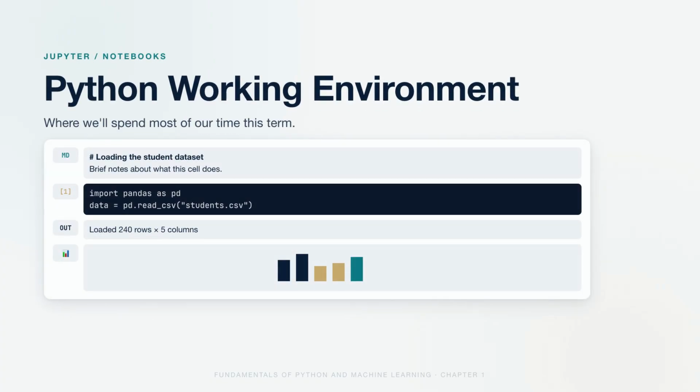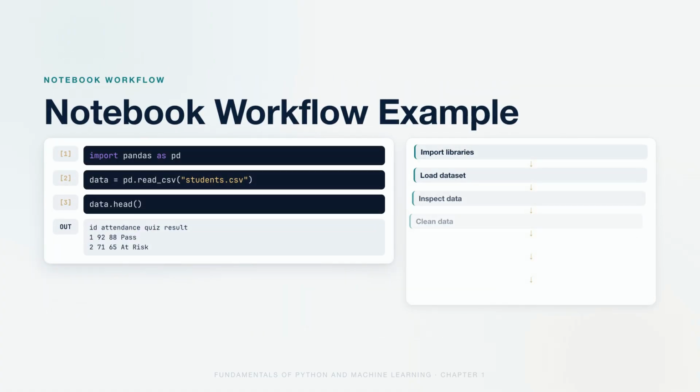A Python working environment is where we write, run, test, and explain Python code. In machine learning, many people use notebooks, such as Jupyter Notebook or Google Colab. A notebook lets you combine code, output, charts, notes, and explanations in one place. This is useful because machine learning is often explanatory. We might load data, inspect it, clean it, create charts, train a model, and explain the results all in the same notebook.